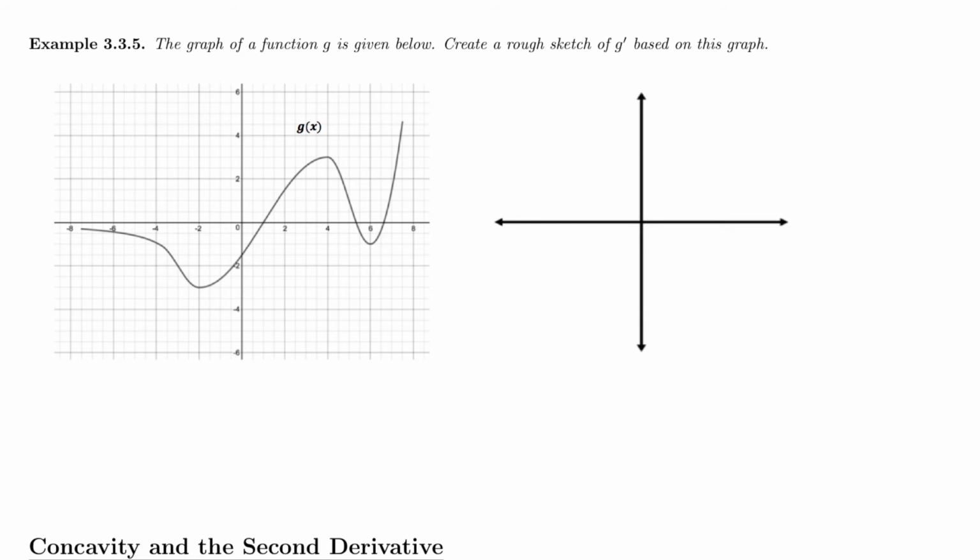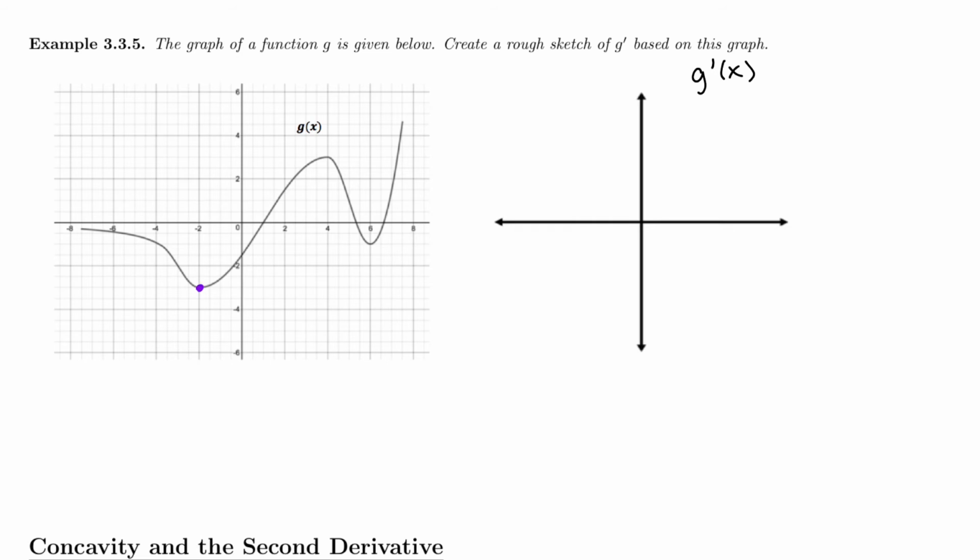This one's more of a tricky one. So here's what's going on here. We are given a graph of G. We want to graph G prime. So this graph we're going to draw is the graph of G prime of X. So this gets a little bit tricky. Here are some things we know, and it kind of helps to start with the things we know.